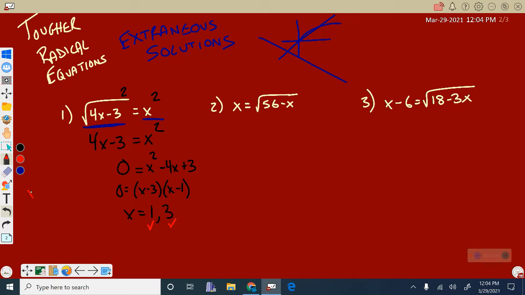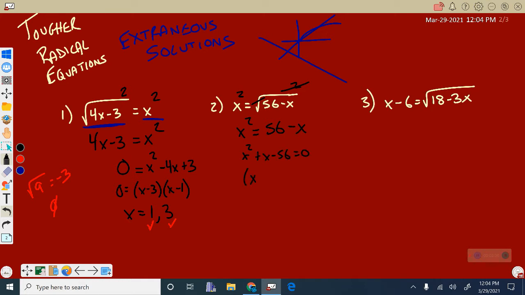What's going to happen with some of them is you're going to get something like the square root of 9 equals negative 3, and that is something that is not good. So that would be an extraneous solution. We'll see that, I believe, likely here in this second problem. So let's go through it. We square both sides. Gives you x squared equals 56 minus x, because the square and the square root cancel each other out. Again, bring everything over to the same side of the equal sign.